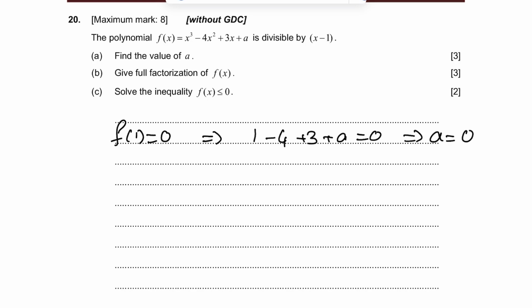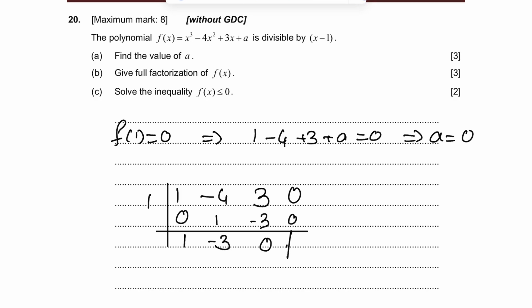Then factorization. So 1, minus 4, 3, 0, the a value was also 0. I am dividing with 1. 0, 1 plus 0 is 1. 1 times 1 is 1. Minus 3, 0. And then 0, 0, so it's 0. Now this was x cube. When I'm dividing by x, it becomes x square. This becomes x. So what will be the factors now?